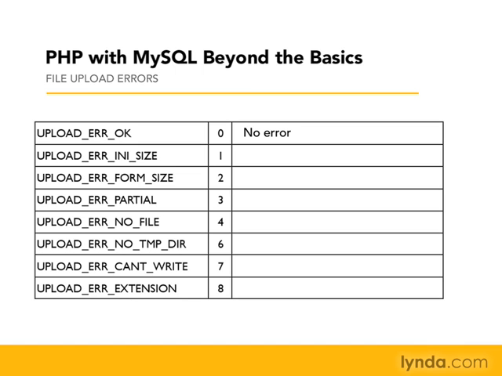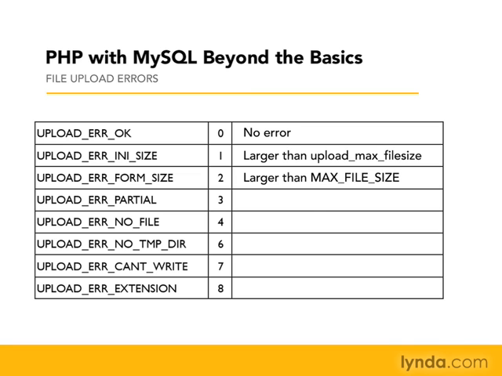So we've seen the first one. The second one, the INI size error, means that the upload was larger than what was specified in the PHP INI file. So we could either increase that, or we could return an error saying, hey, sorry, that file's too large. Now, error number 2 says that the form size was too large, which means that the max file size value we sent, it went over that number. So we have the ability to check for both. Did it go over our max file size, and did it go over the PHP size?